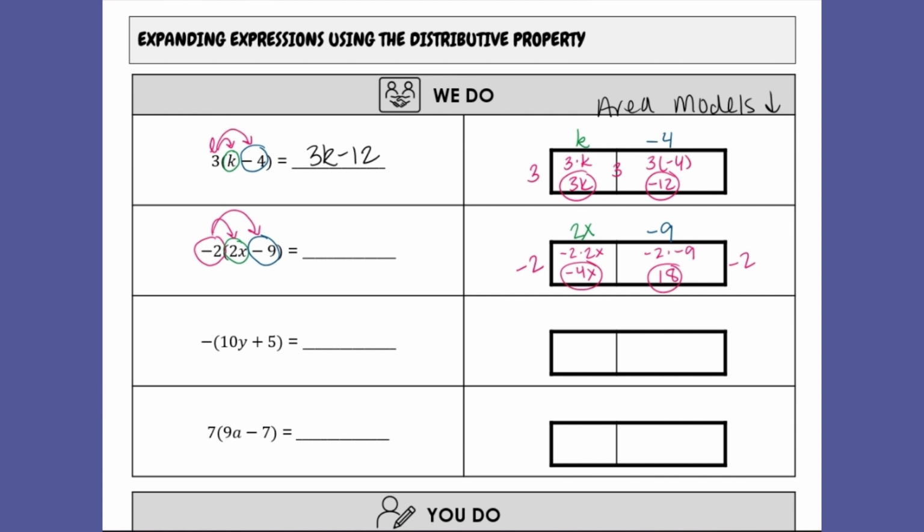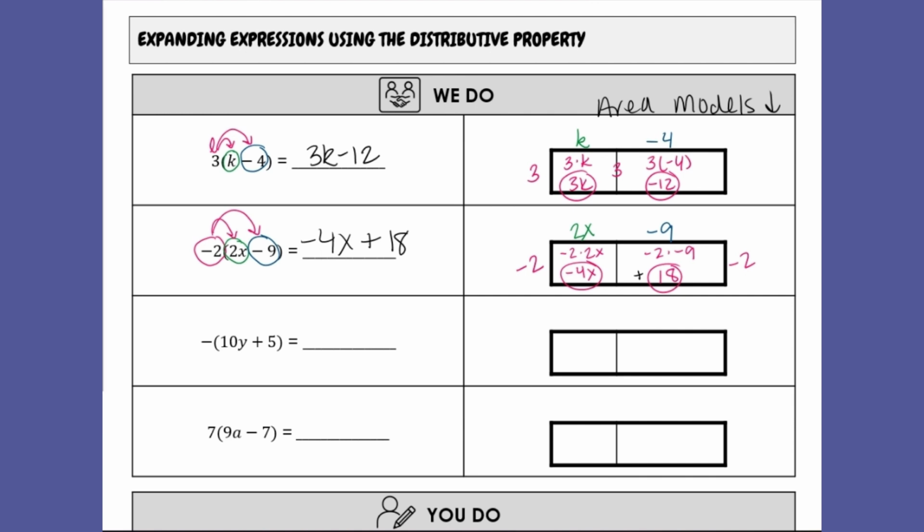So the area of the big rectangle would still be negative 4x. And here's where I'm going to write plus 18. So remember, this is a positive 18, and so you're going to write plus 18 to show that that's a positive 18. Remember, it's a sum of the two terms. So if that second term is positive, you're writing plus that term. If the second term is negative, you're subtracting that term as you see it.